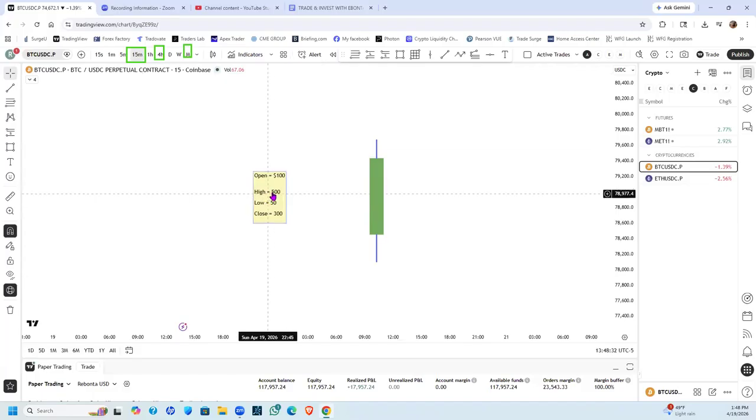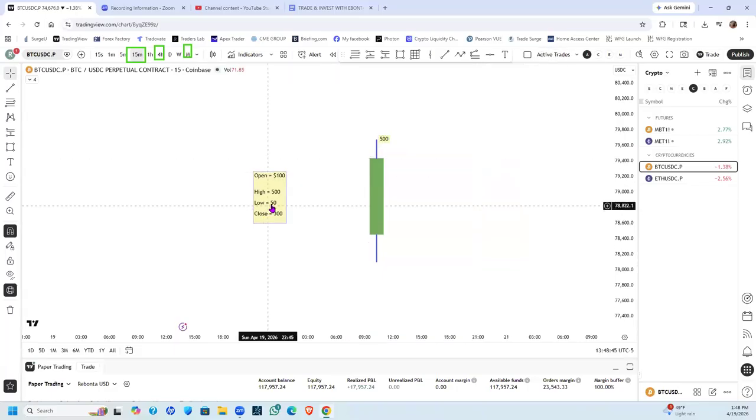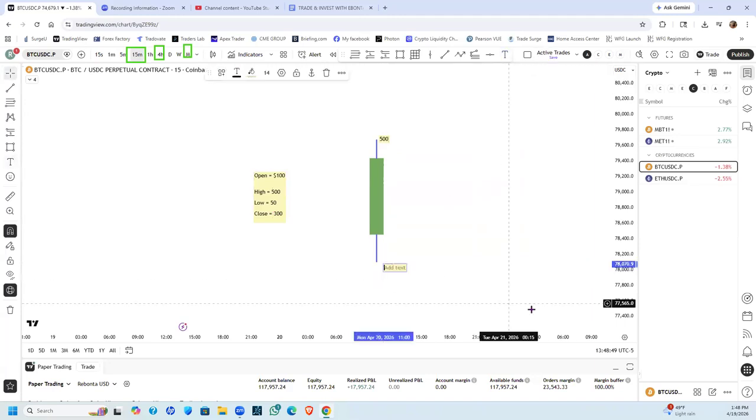So the highest price which happened was 500. We'll put that 500 at this top wick. So 500 right there. The low, which is the lowest price, will be down there, which is $50.